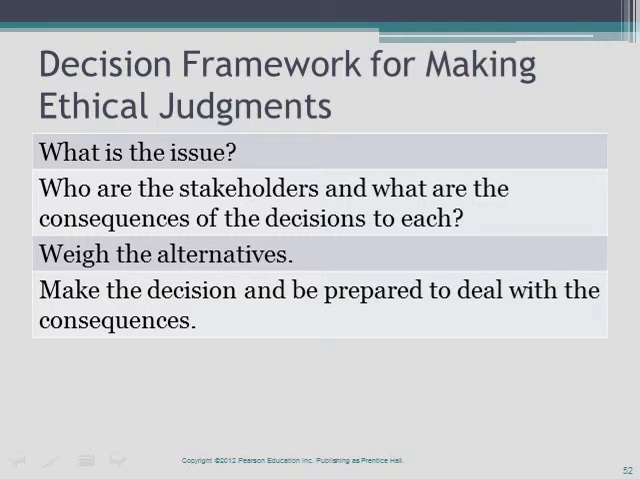And so weighing tough ethical judgments in business and accounting requires a decision framework. One way to think about this would be to think of your decision with regard to these four questions as a way of working through what a good decision would be. And so that concludes Chapter 1.